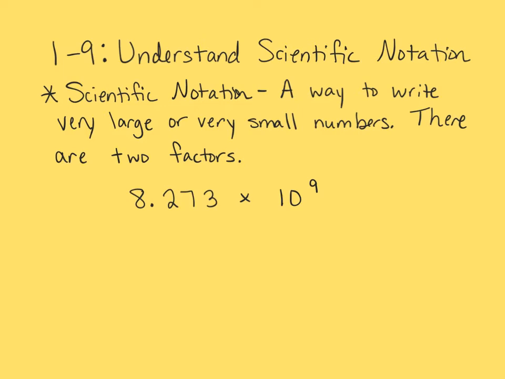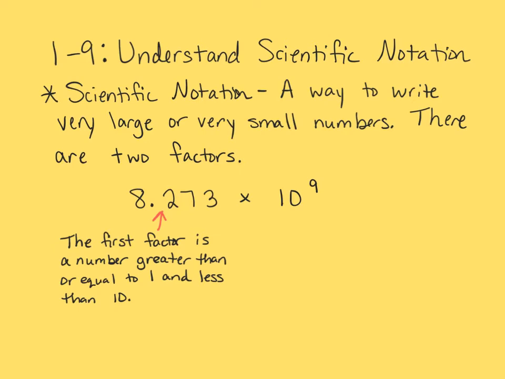There are two factors. You'll notice that the first factor can include a decimal value, but it's multiplied by a power of 10. The first factor is a number that's greater than or equal to 1 and less than 10. It will have one digit in front of the decimal. The second factor is a power of 10. And remember, these are called factors because their two numbers are being multiplied. This times right here tells us that we're dealing with factors.